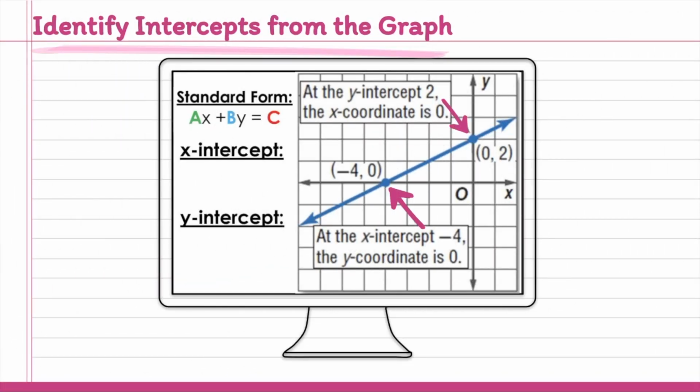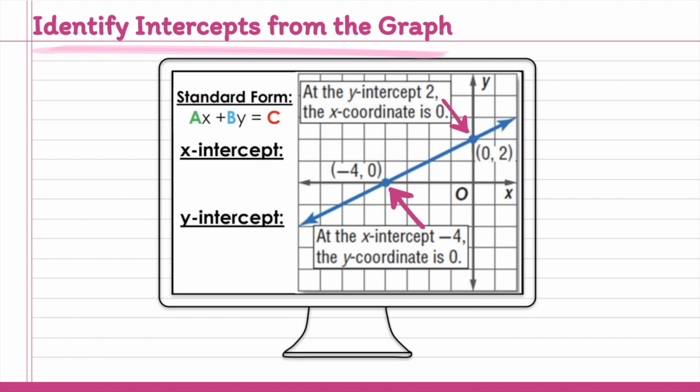Hi everyone, in today's video I'm going to show you how to identify the x and y intercepts from graphs of linear functions, as well as how to calculate the x and y intercept if we're given a linear function that's in standard form.